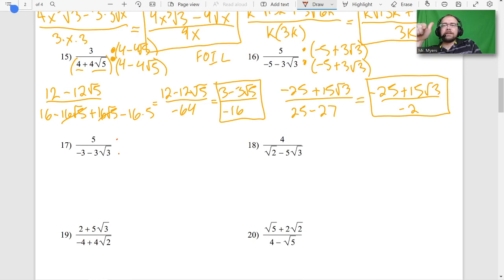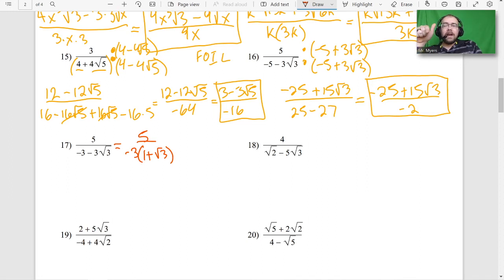So I mentioned this in 15. It's 4 plus 4 root 5. You can actually factor something out first. So let's do that, because that was the thing that I mentioned. If we factor out a 3, it makes our lives easier for later. So if we factor out a 3, factor out a negative 3, actually, it'd be 1 plus root 3.